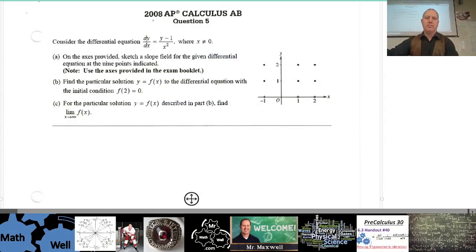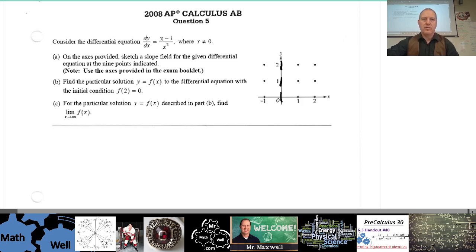Okay, so here's question number 5 on the 2008 practice exam. I'll focus on A first here. Some of you have already done this, so let's just check the slope fields. Again, you plug in each point. If you did 0, 0, you're going to get divided by 0. So whenever x is 0, we have a vertical line. So we're going to put vertical lines wherever x is 0.